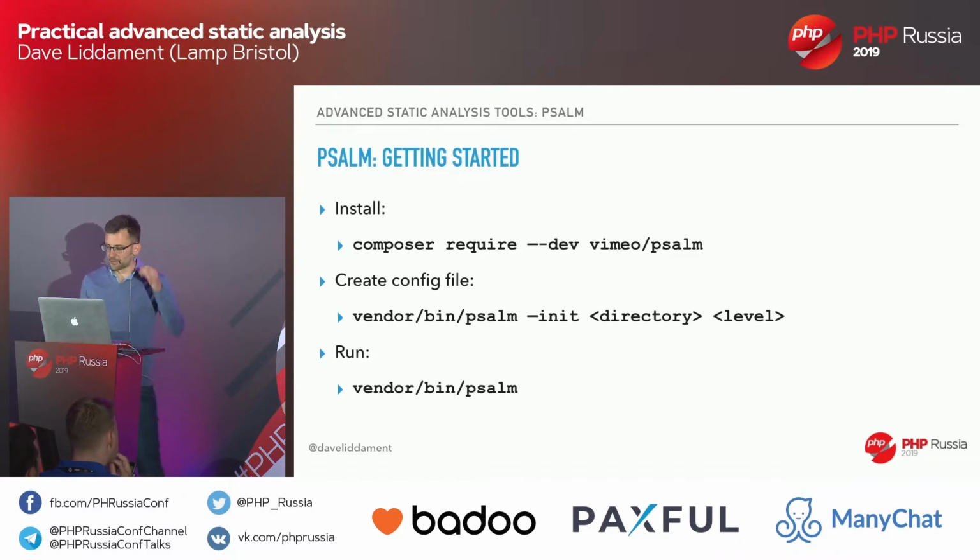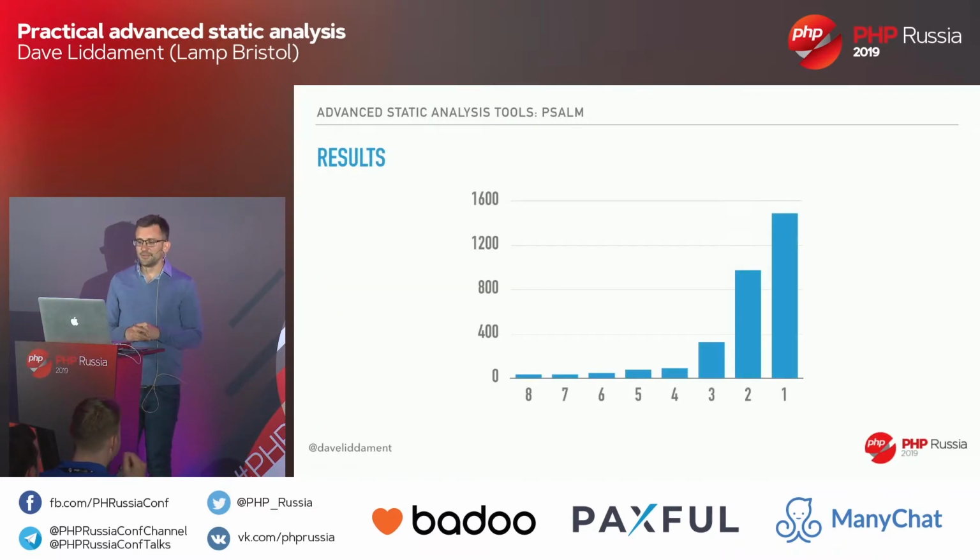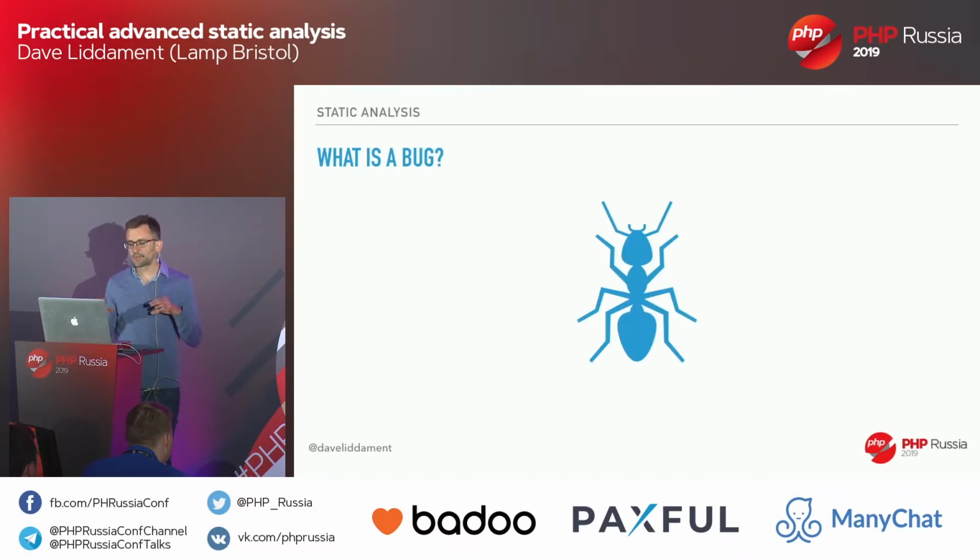And probably, if you've got a code base of any real size, you'll probably cry when you see the results because it finds quite a lot. So these are the results. It was a relatively small project, but on Psalm's most strict level, it still found 1,500 issues. And what you start doing is you look at the kinds of issues it finds, and you start asking the question, well, what really is a bug? Because a lot of these things you think, are they really bugs?